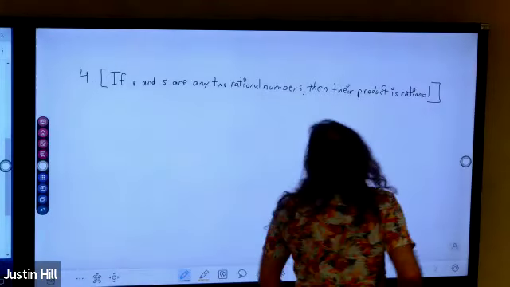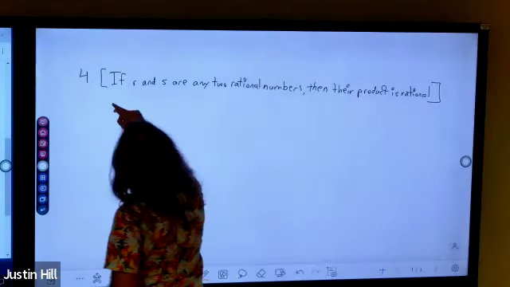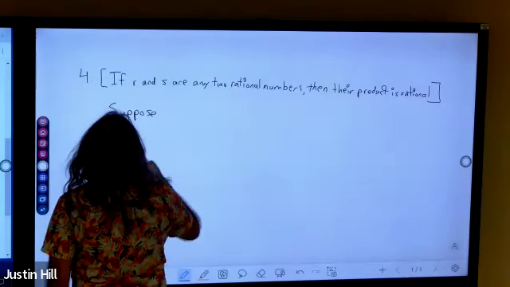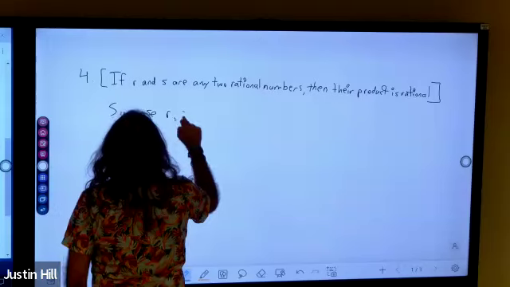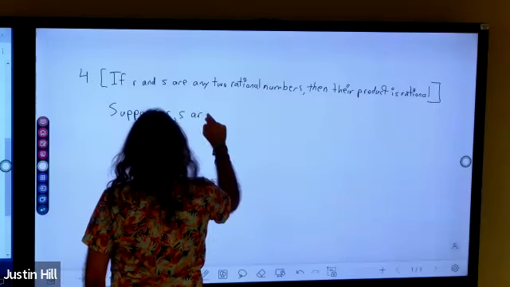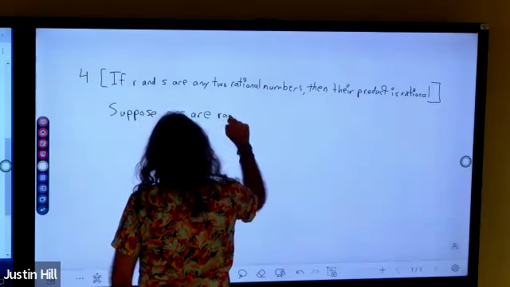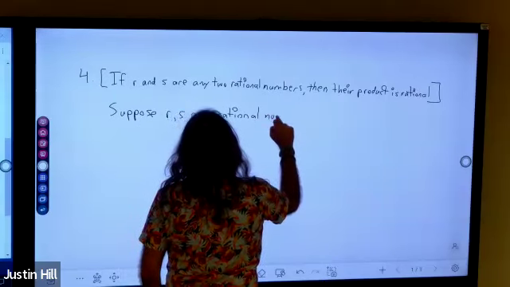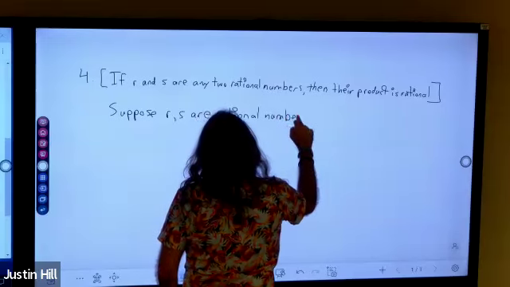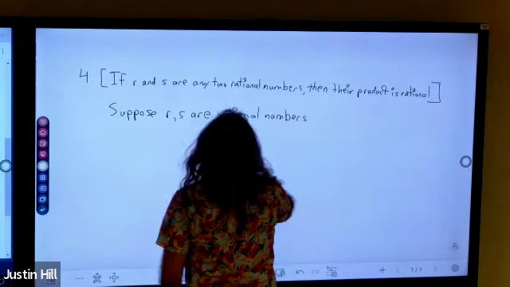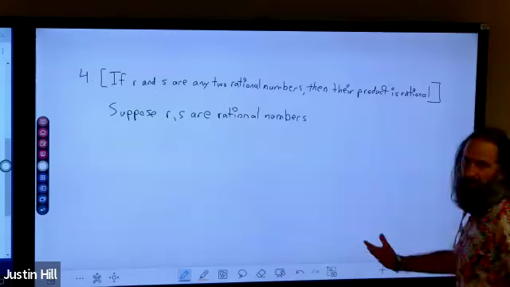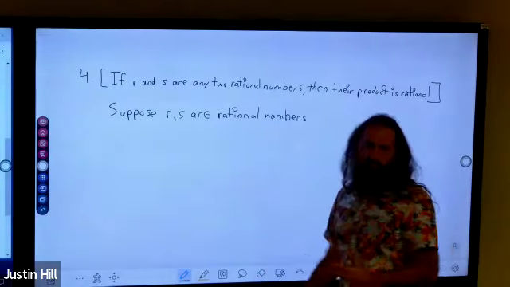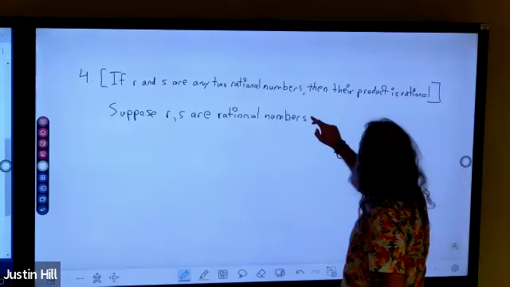Let's see what you guys got. So we're going to start out supposing the hypothesis. So suppose R, S are rational numbers. And so then, like all of our other direct proofs, the fact that I know R and S are rational numbers, I can use that definition to give some detail there.